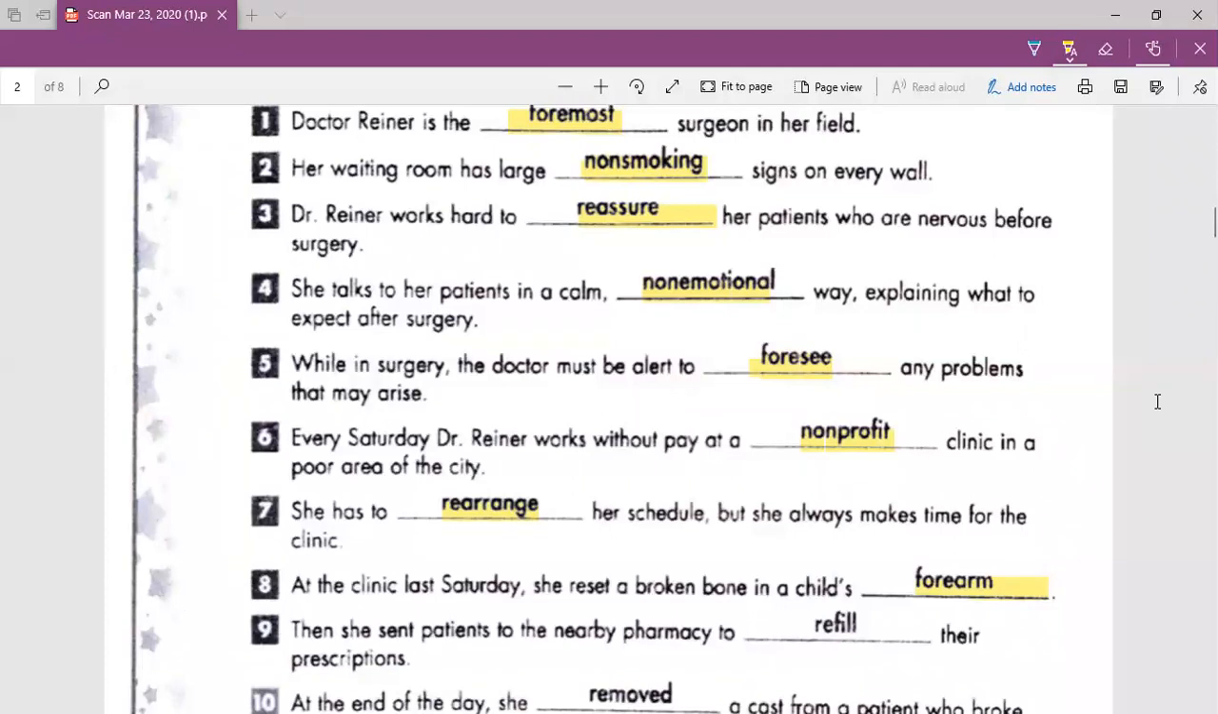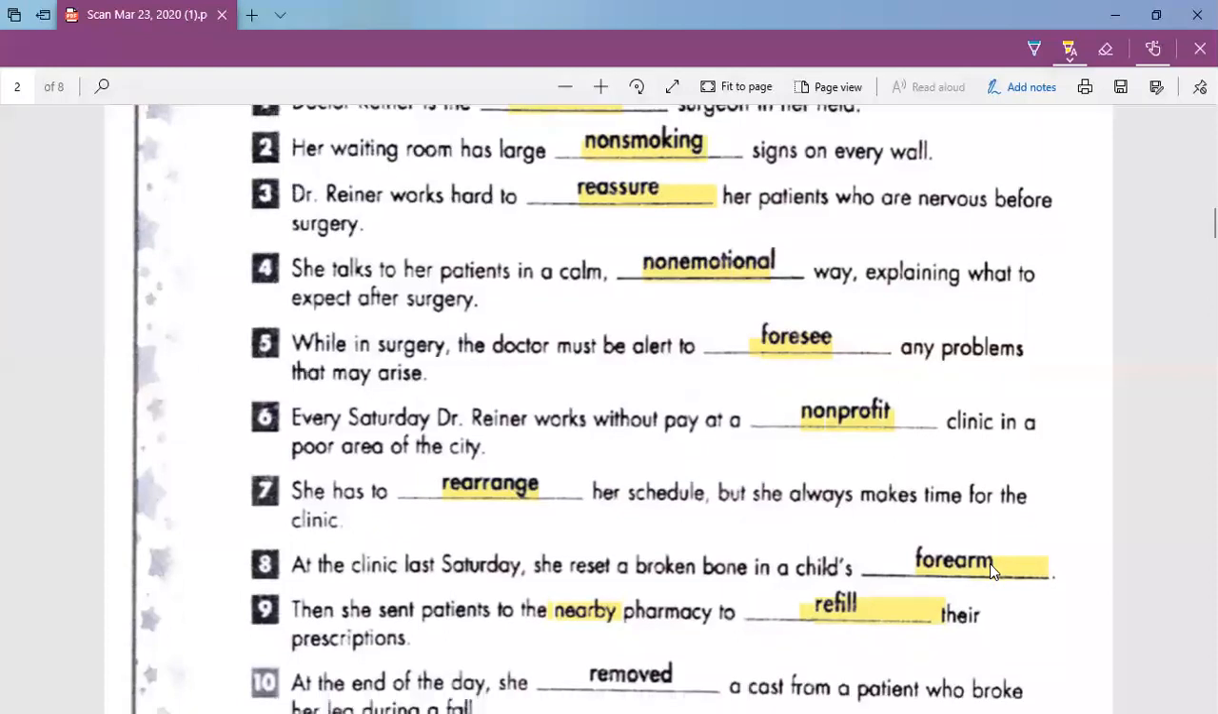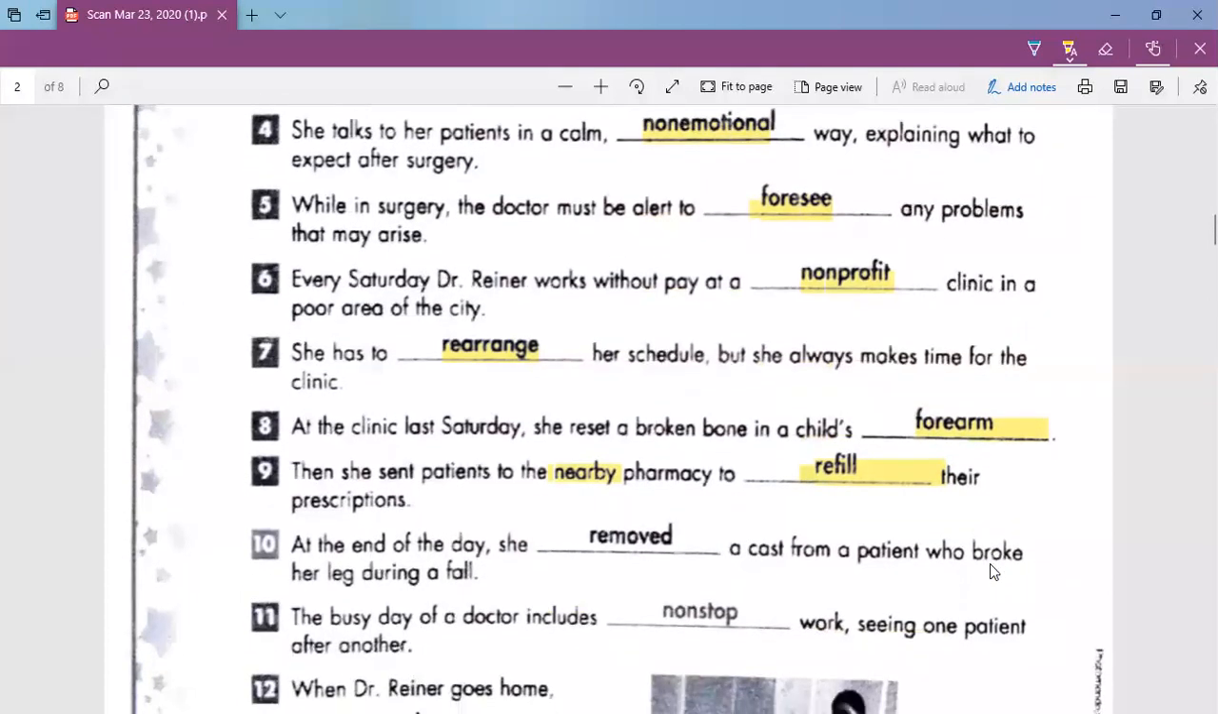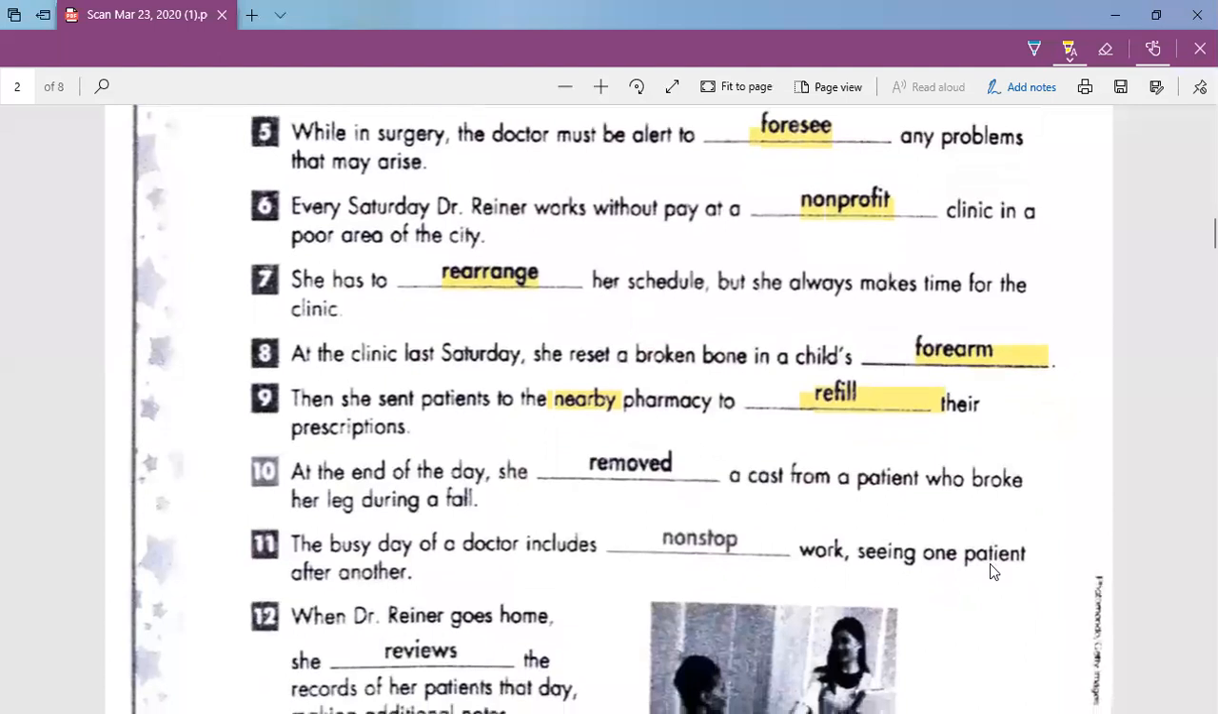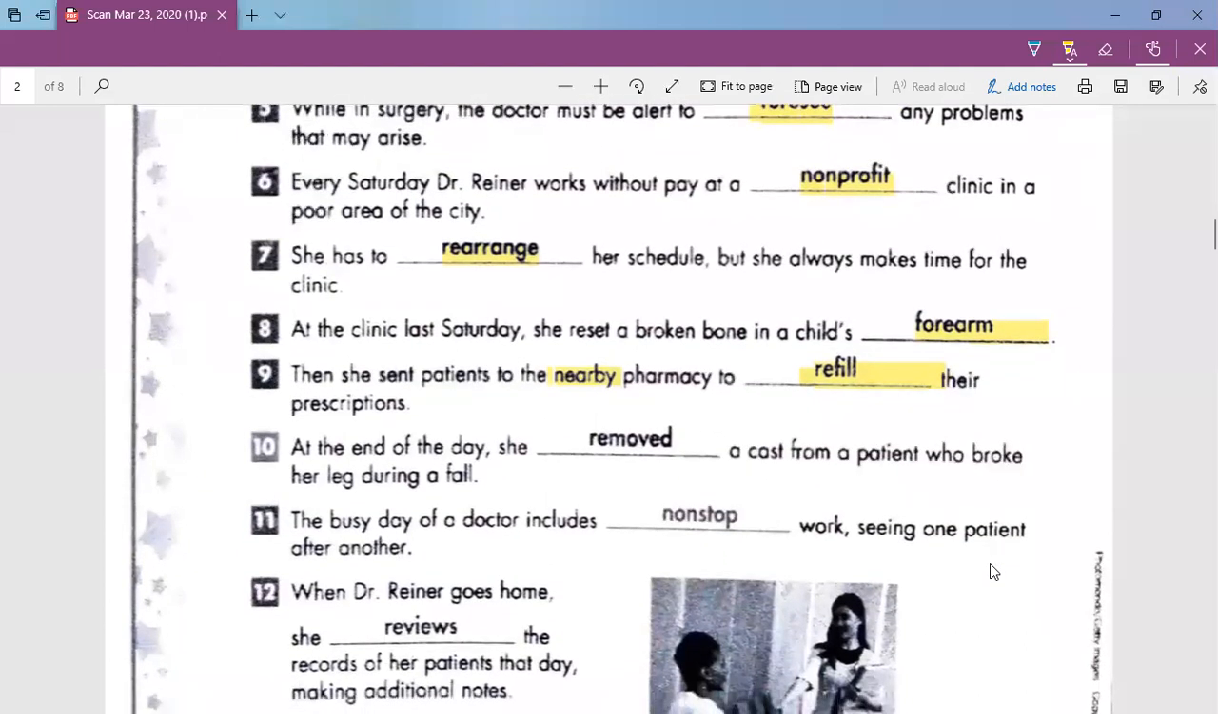Okay, go ahead. Diego, go ahead and read the next one. Then she sent patients to the nearby pharmacy to refill their prescription. Okay, so it's refill, and this word is nearby, guys. Thank you. So make sure you are fixing your mistakes over there if you have any, because there's a probability that someone has everything correct.